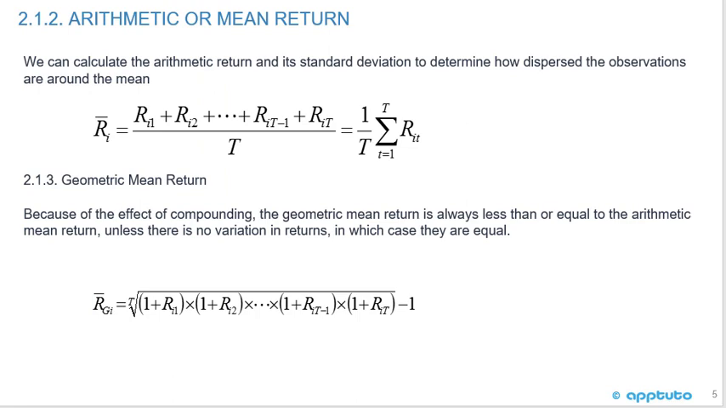Arithmetic or mean return. We can calculate the arithmetic return and its standard deviation to determine how dispersed the observations are around the mean. So the arithmetic mean is simply the sum of the numbers divided by the count of the numbers. The geometric mean return. Because of the effect of compounding, the geometric mean return is always less than or equal to the arithmetic mean return unless there is no variation in returns, in which case they are equal. So the geometric return is the nth root of 1 plus return 1 times 1 plus return 2, etc.